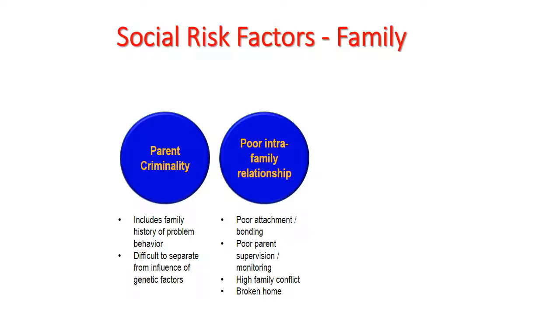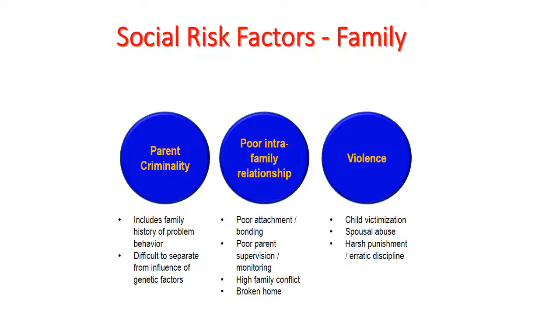We also know that children who come from families that have higher levels of conflict, or who come from a broken home, are at higher risk for engaging in delinquent behaviors, again, especially if they are mixing with delinquent peers. Finally, children who are exposed to violence at a very young age, especially children who are victimized or abused, are likely to repeat the cycle of violence themselves as they grow up.